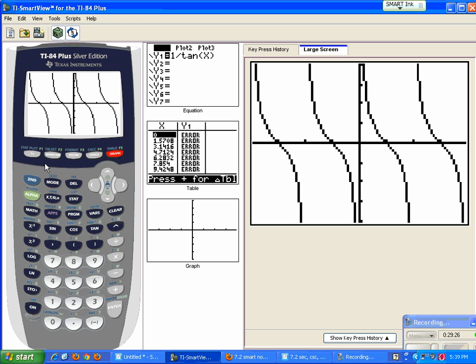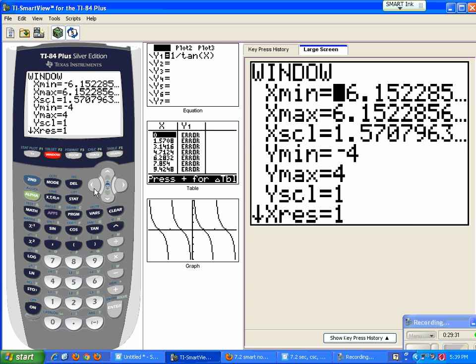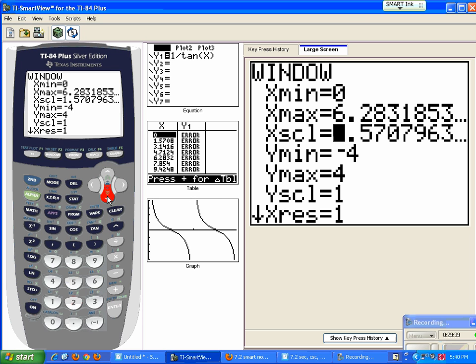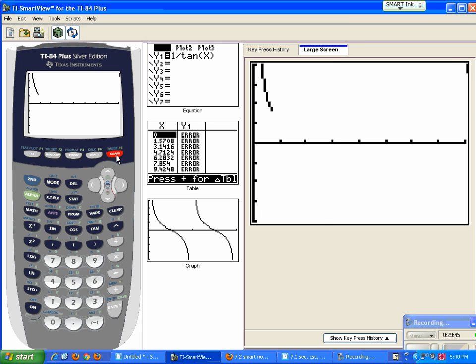And remember, for this, I'm going to go to my window and change it, I'm going to go from 0 to 2 pi. And remember, our key points aren't going by pi over 2 anymore. They're actually going by pi divided by 4. So if I hit graph, I get all those values in. So that's from 0 to 2 pi.